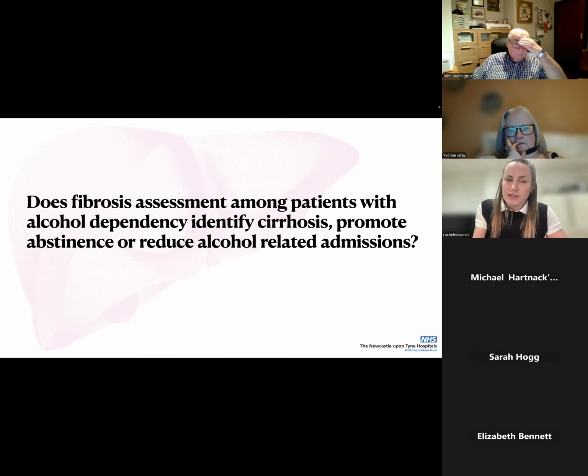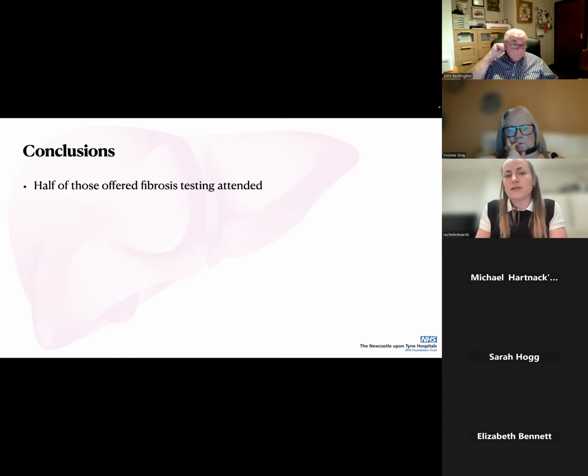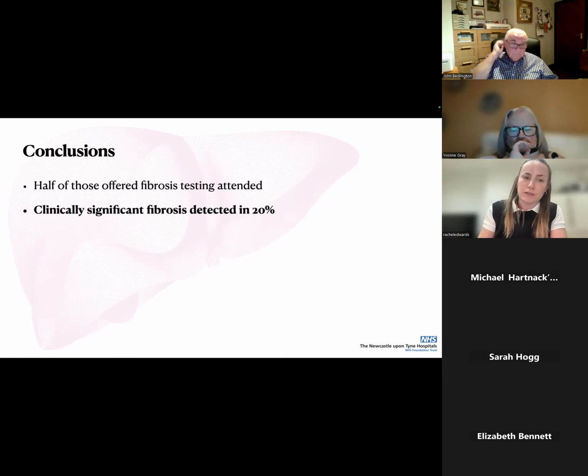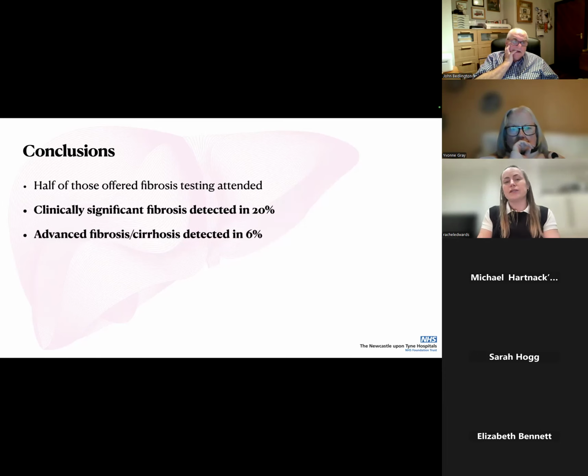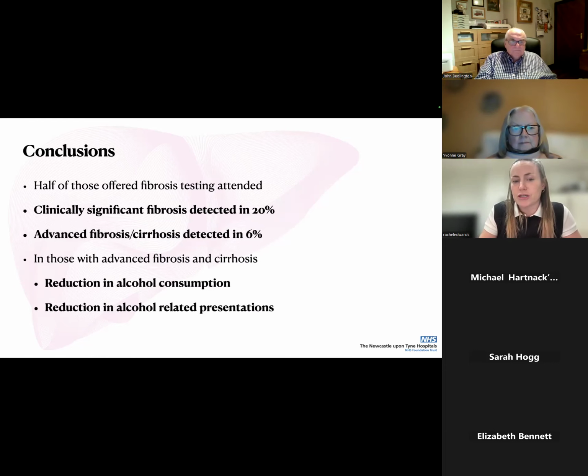So I think in answer to that question, does fibrosis assessment among these patients identify cirrhosis, promote abstinence, or reduce alcohol-related admissions? The answer is yes. Half of those that were offered it attended their Fibroscan appointment. Clinically significant fibrosis overall was detected in 20% of the cohort. Advanced fibrosis and cirrhosis was detected in 6%. And in those that had advanced fibrosis or cirrhosis, we observed a reduction in alcohol consumption, as well as a reduction in alcohol-related presentations to A&E.